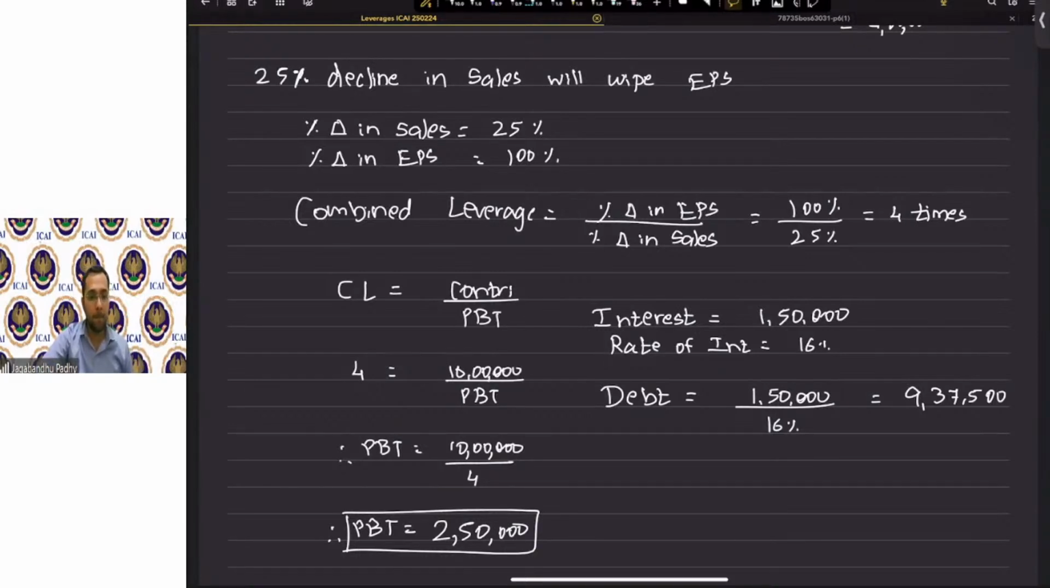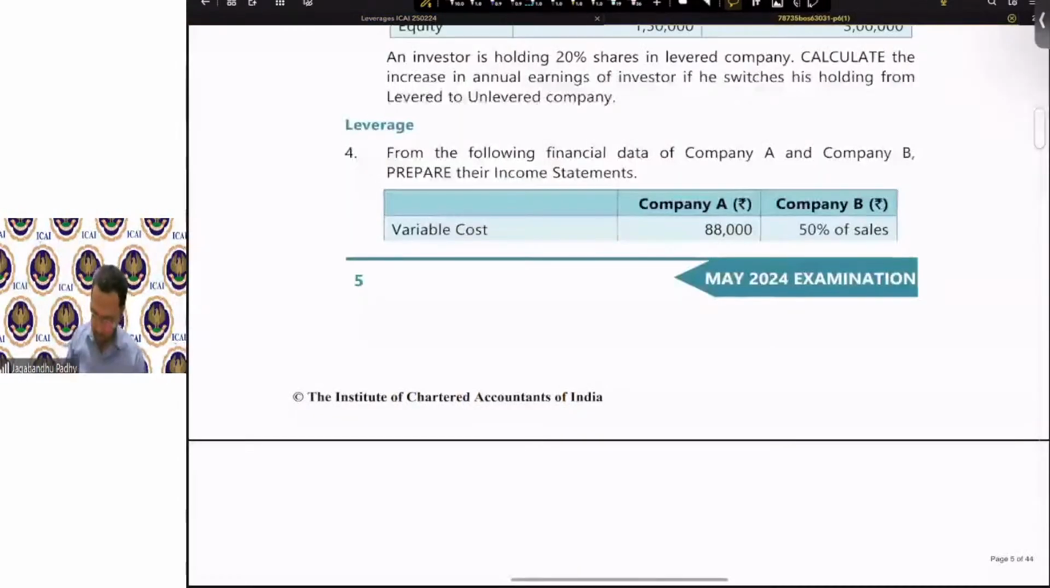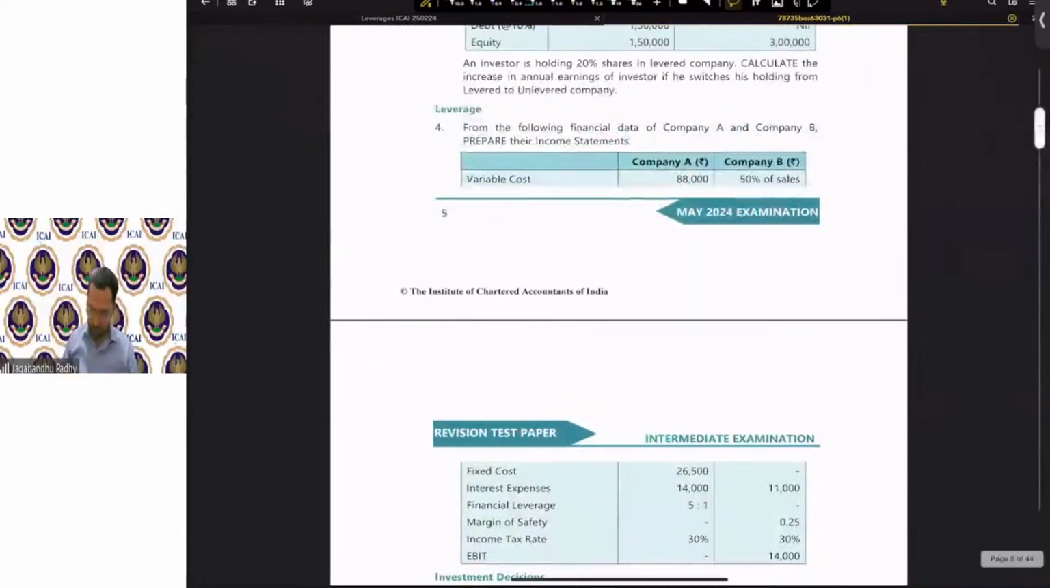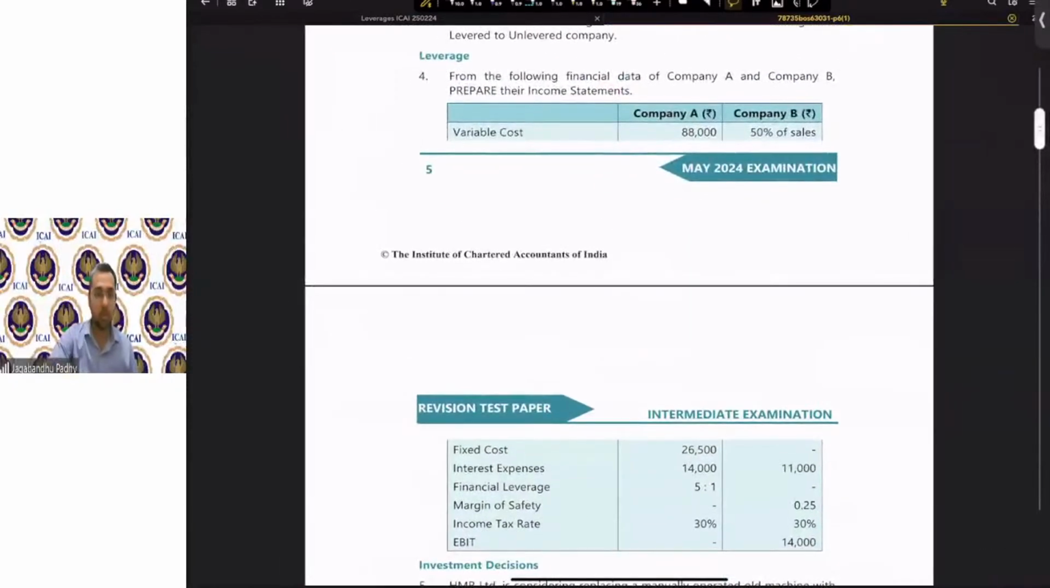Yeah. Then let's look at the RTP question. Go through this RTP question. We'll discuss this question for the rest of the class. RTP question, let's have a look at it.